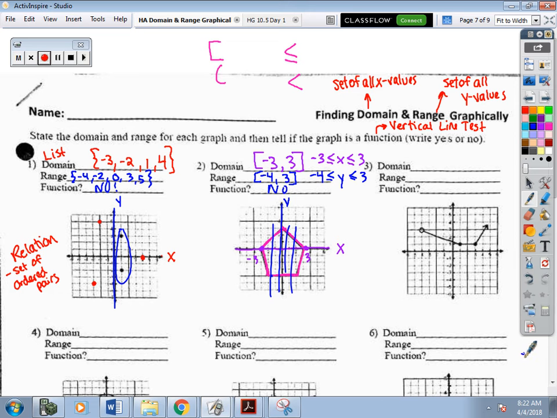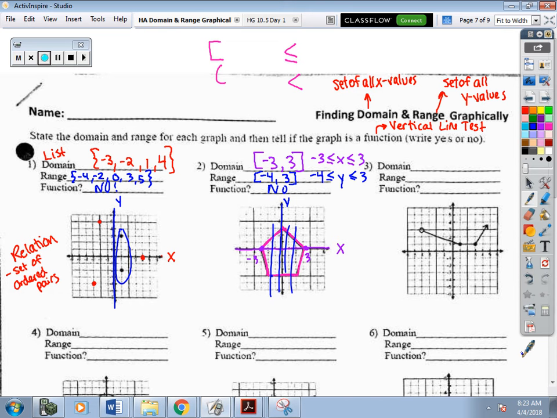I use brackets for both. Oh, for number 1? Number 1 does not have a continuous line connected. It's just a random selection of points. So technically this is including negative 3, negative 2.9, negative 2.8, negative 2.7, negative 2.776. It's including a lot of decimals in between there as well, because it's a connected line.